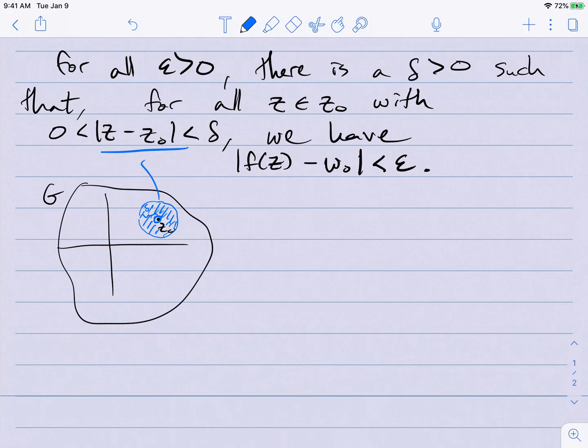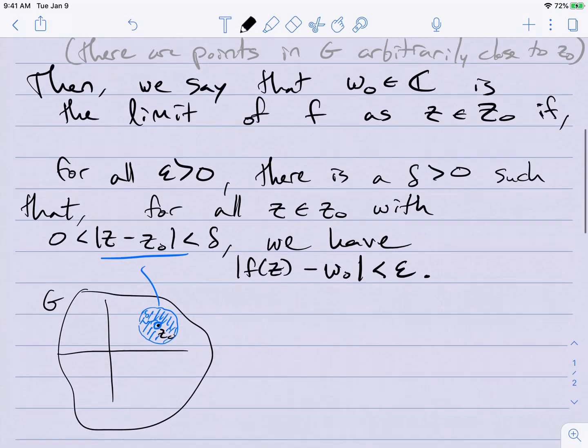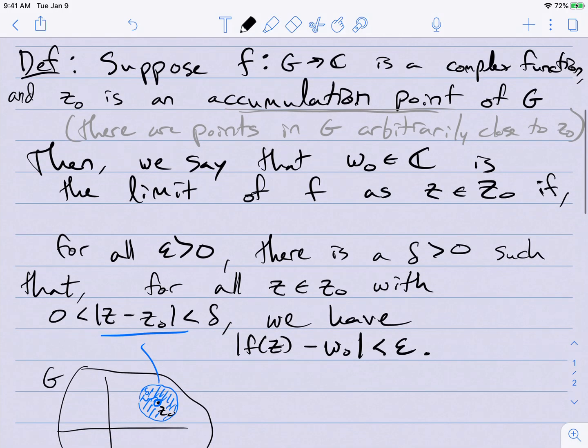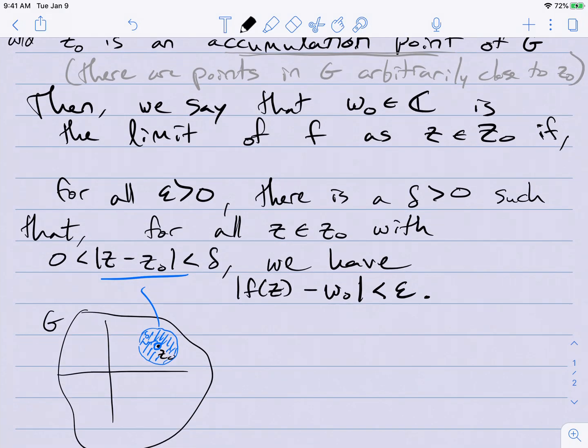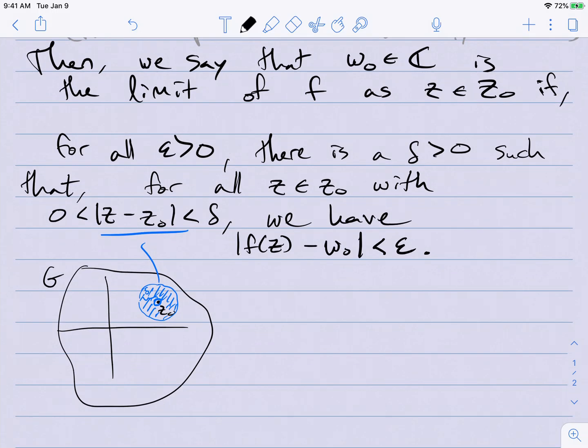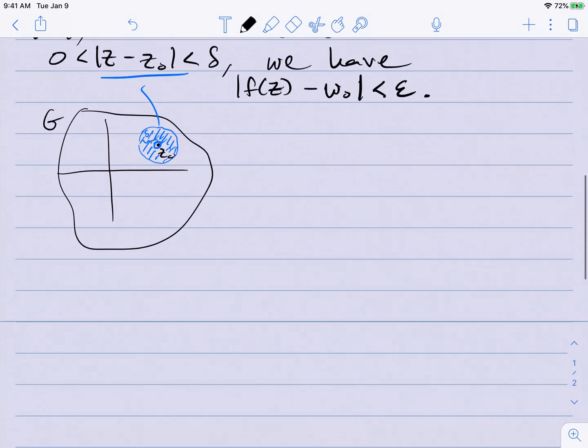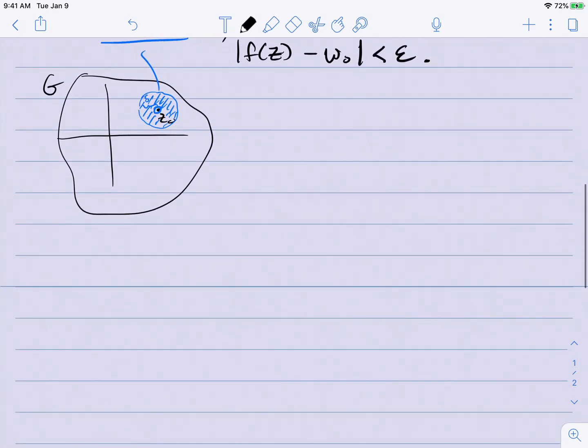And so basically what this is saying is that f of z for all these blue points is within epsilon of w naught. Okay, so that's a pretty standard definition of the limit. The only thing that's really different is now we're looking at z's here in a disk rather than in an interval. And similarly, this inequality defines an open disk rather than an open interval.